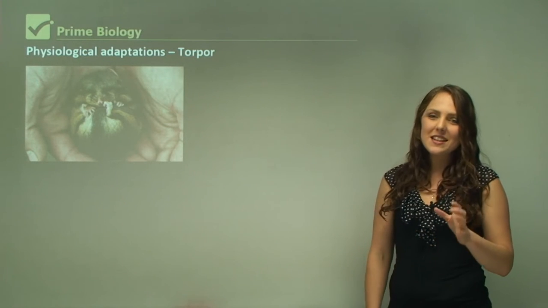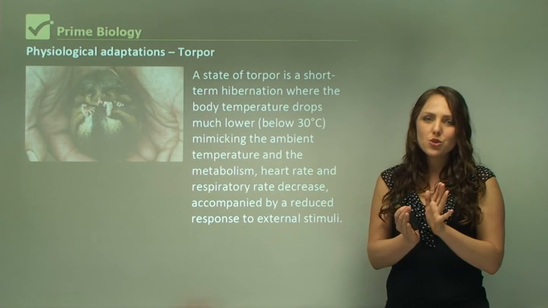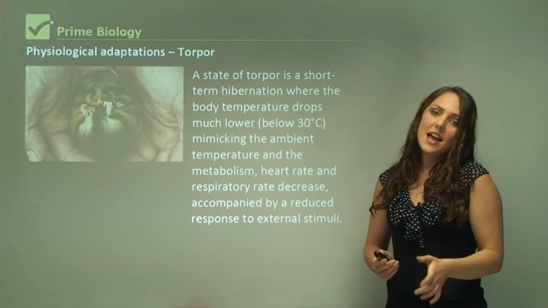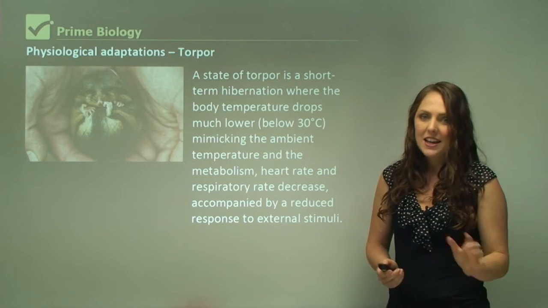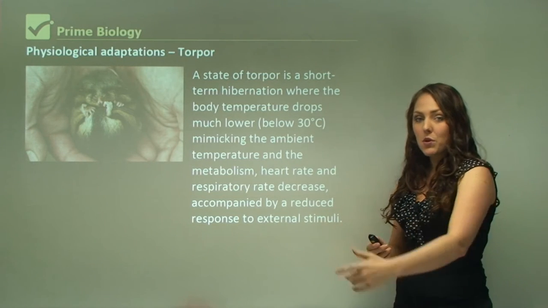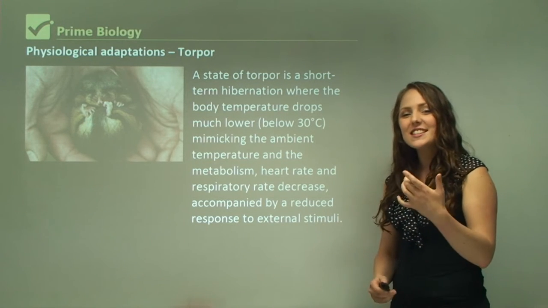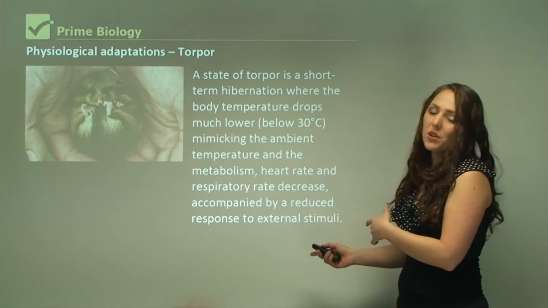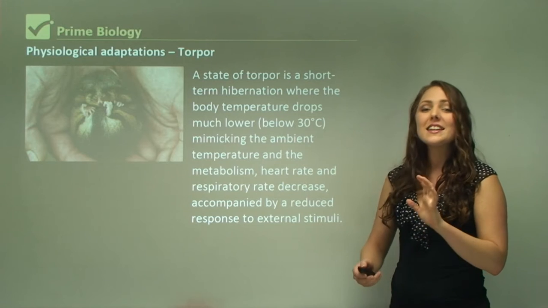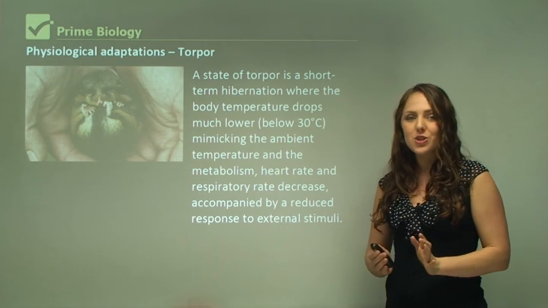Now, torpor is another form of hibernation, but it's not as long. A state of torpor is a short-term hibernation. Their body temperature can go well under 30 degrees, and it mimics the outside environment. If you find an animal in torpor and see one outside, it will walk around in a sleepy state. And this sleepy state is because their metabolic processes have slowed right down. So an animal in torpor is similar to hibernation, but torpor tends to be for a shorter period of time.